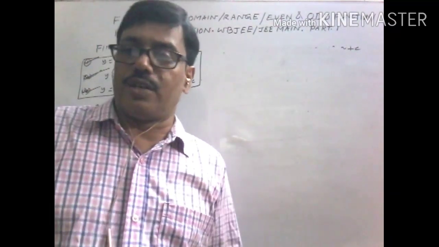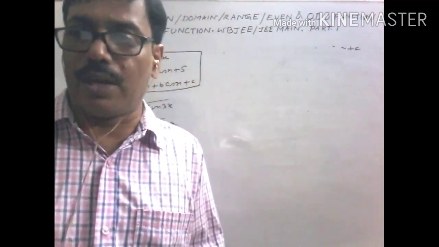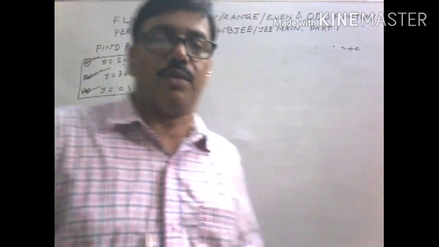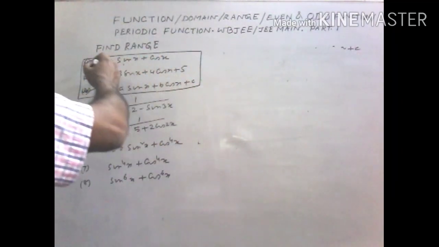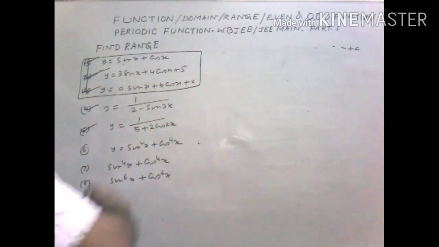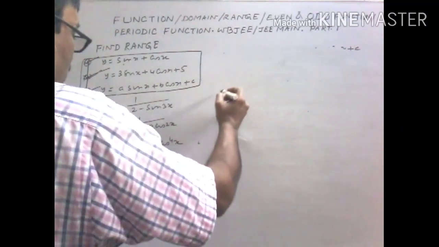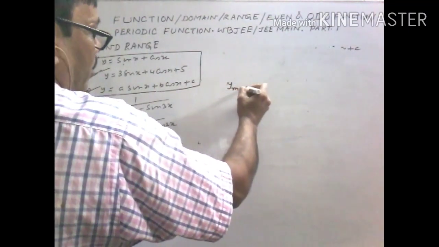So, an alternative definition of range: range is the interval of maximum and minimum value. We have already used this result in problem 3. Now problem number 4. So what is the maximum value?